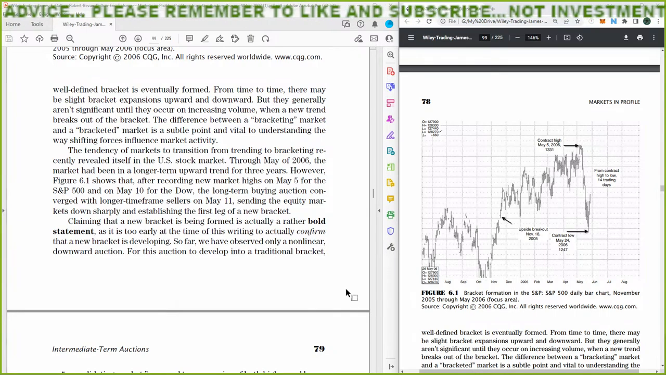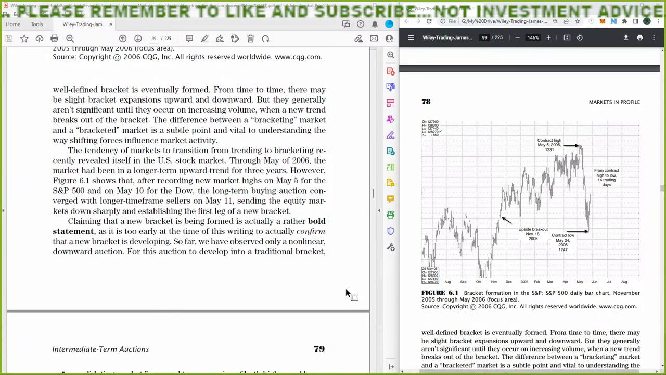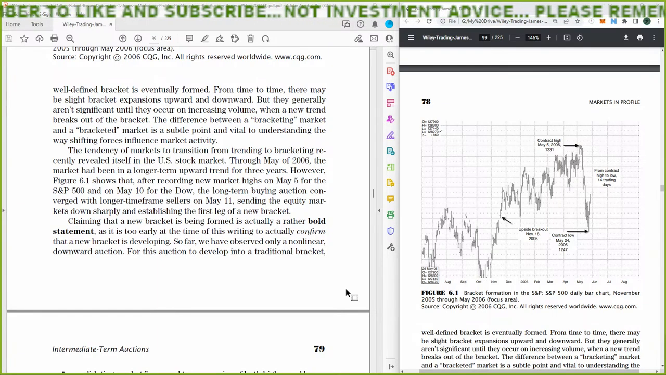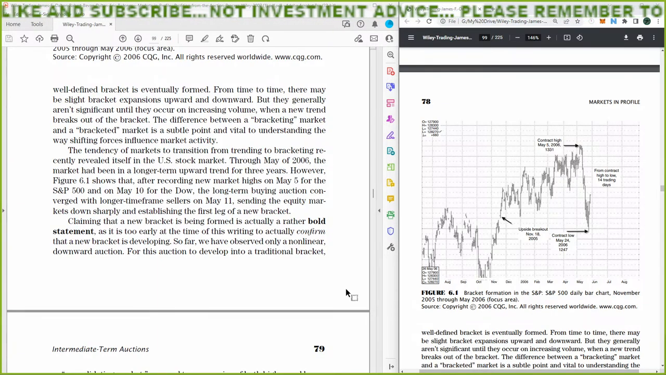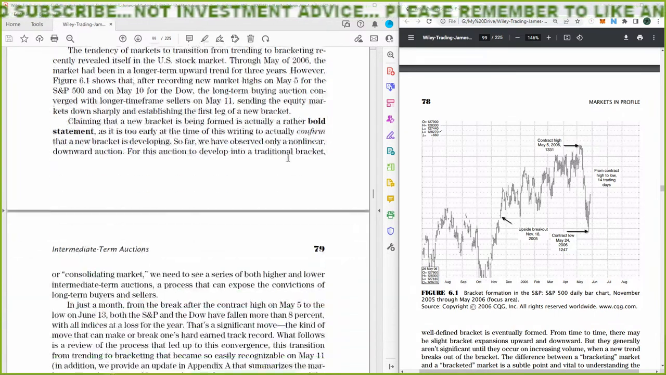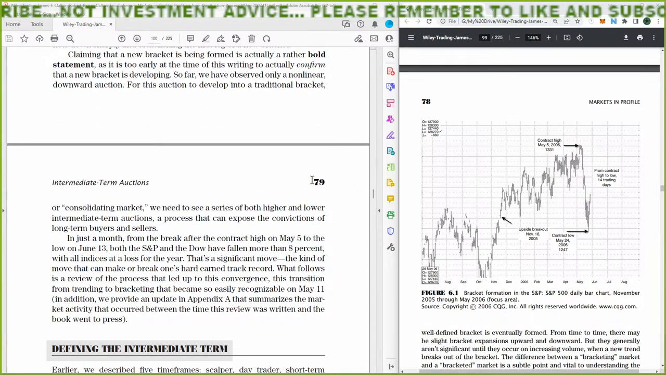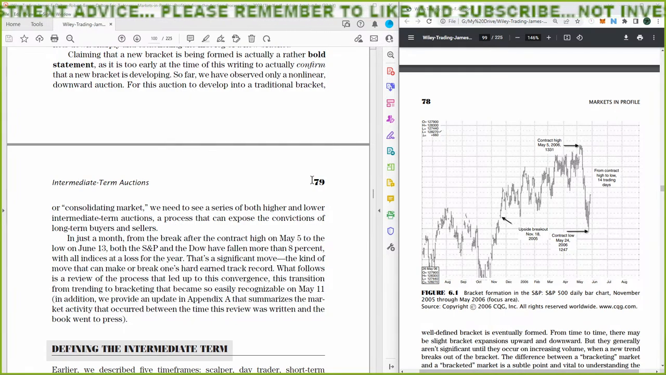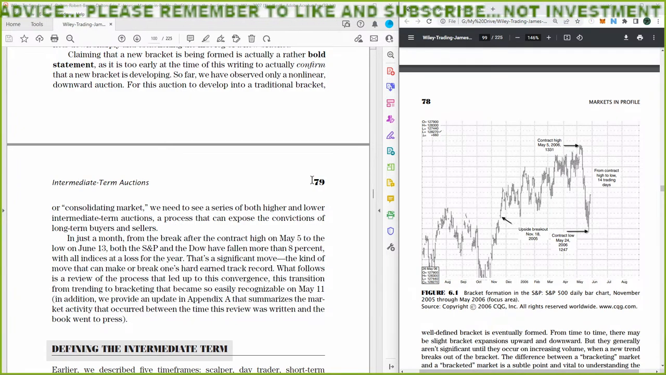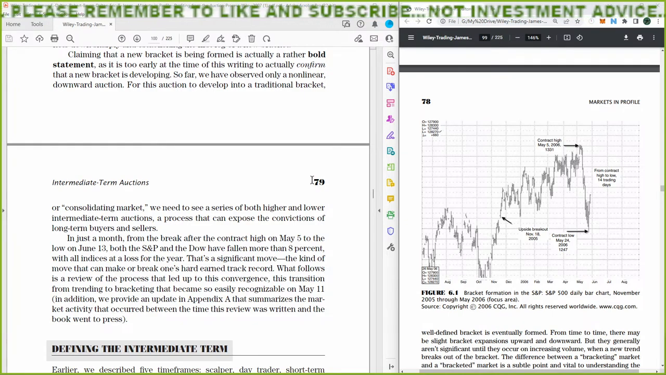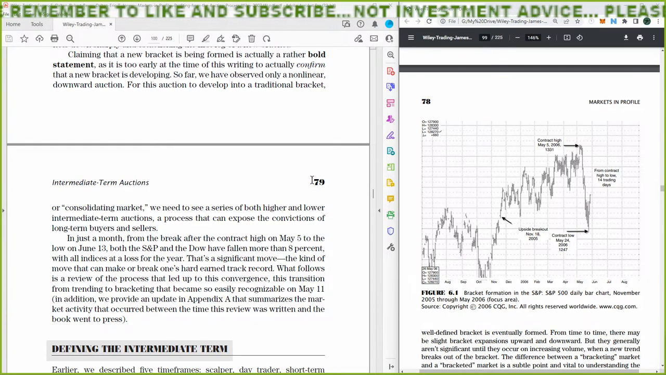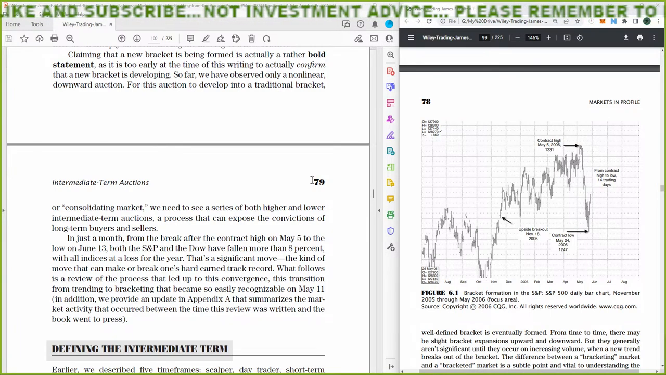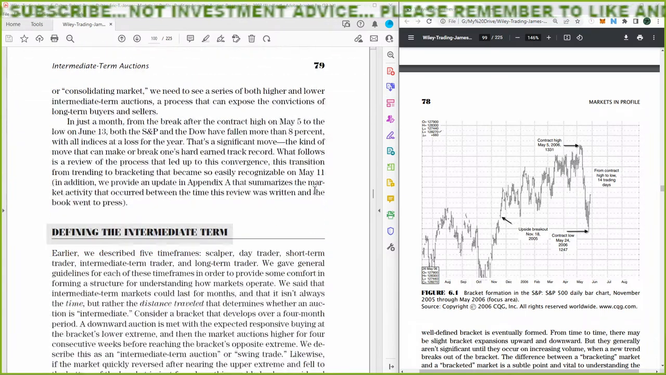Claiming that the new bracket is being formed is actually a rather bold statement, as it is too early at the time of this writing to actually confirm that a new bracket is developing. So far, we have observed only a non-linear downward auction. For this auction to develop into a traditional bracket, or consolidating market, we need to see a series of both higher and lower intermediate term auctions, a process that can expose the convictions of long-term buyers and sellers.